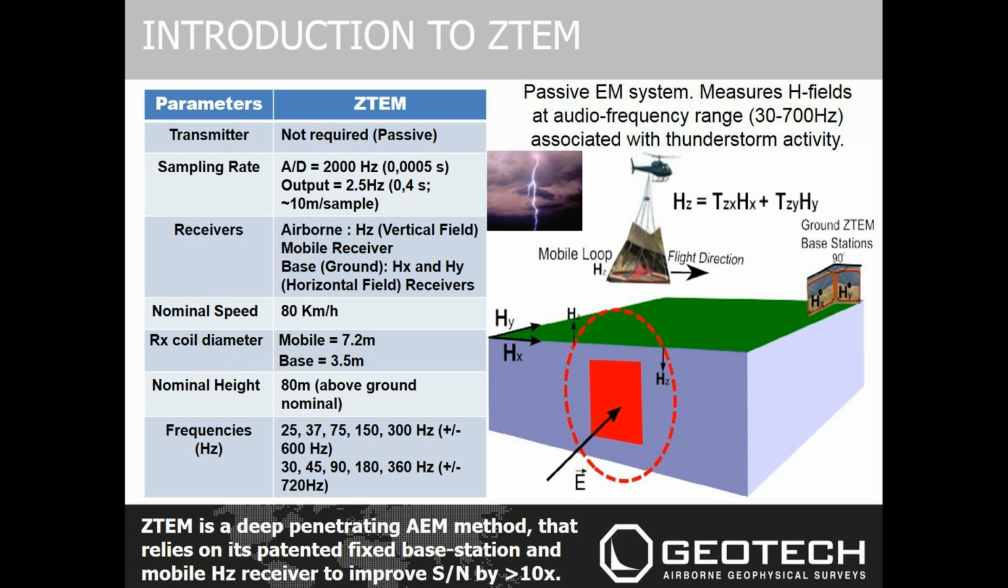So this slide presents the basic ZTEM system parameters on the left, the governing AFMAG tipper field equation on the top right, and the basics of EM induction measurements by the ZTEM system in the image in the bottom right. Notably, an E field directed into a conductor causes a toroidal H field that circulates around it and creates a crossover type anomaly over top. The simple takeaway is that the ZTEM is a deep penetrating AEM method, and it relies on its airborne HZ receiver and its ground base station H to measure HX and HY.